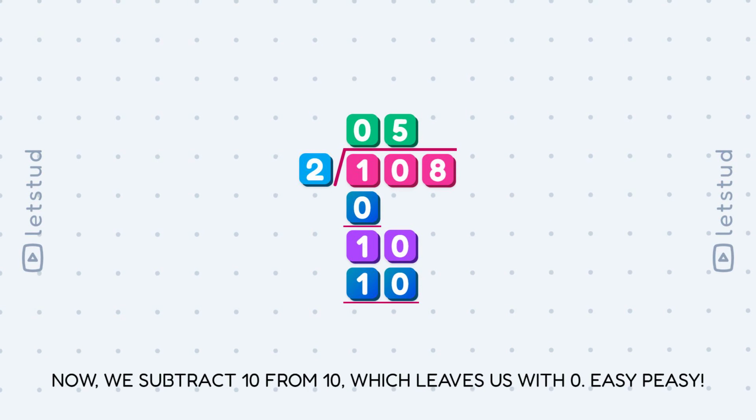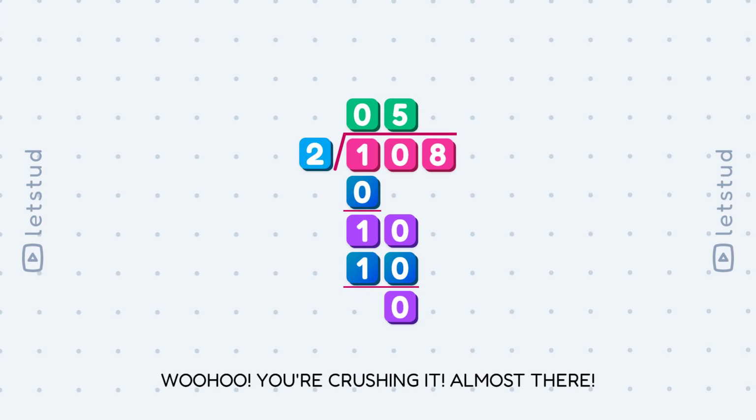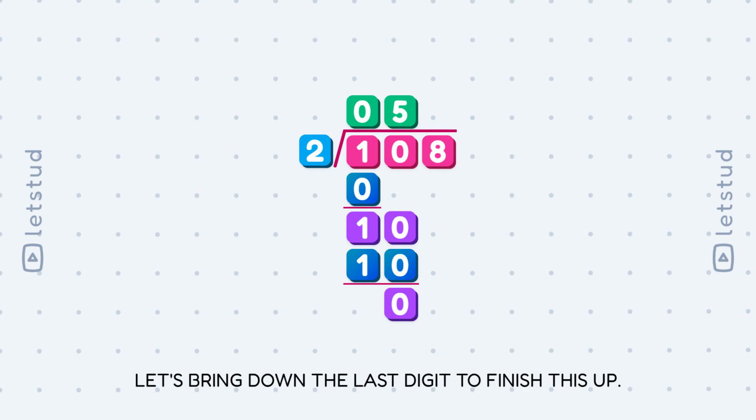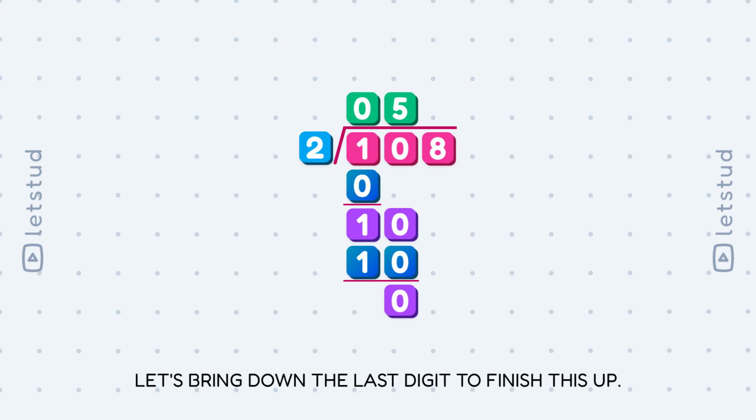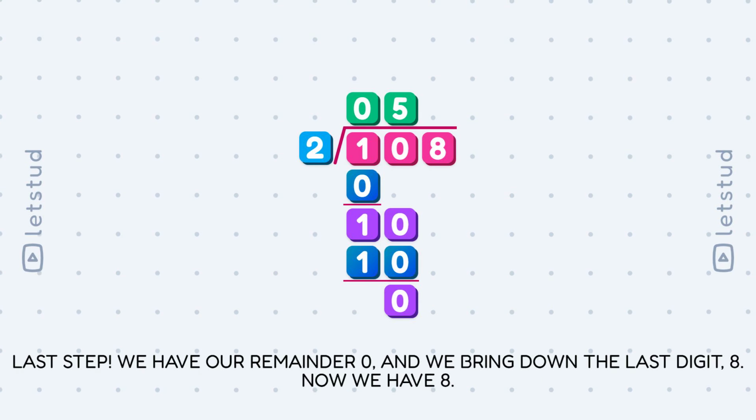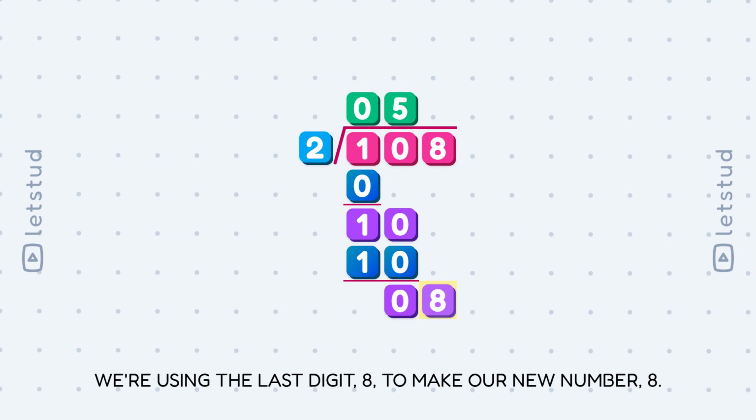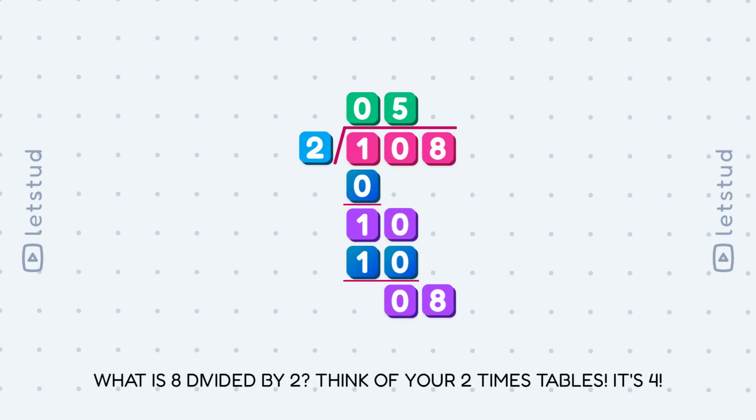Easy peasy. Woohoo, you're crushing it, almost there. Let's bring down the last digit to finish this up. Last step, we have our remainder 0 and we bring down the last digit 8. Now we have 8. We're using the last digit 8 to make our new number 8. What is 8 divided by 2? Think of your 2 times tables, it's 4.